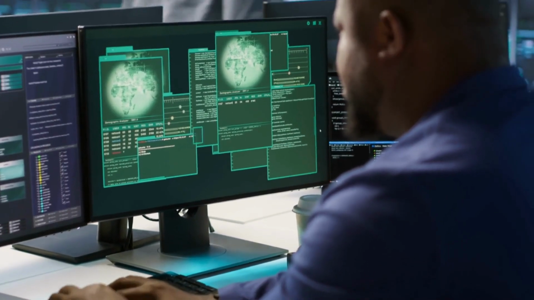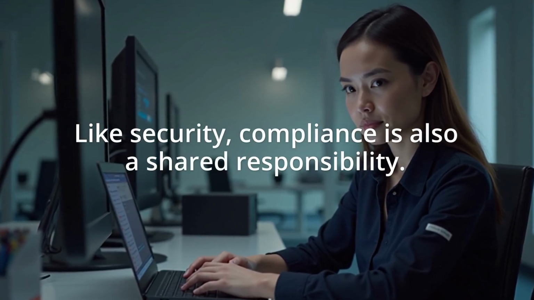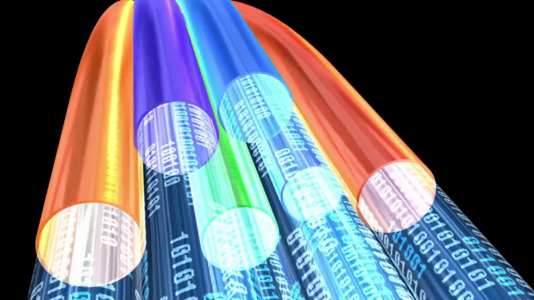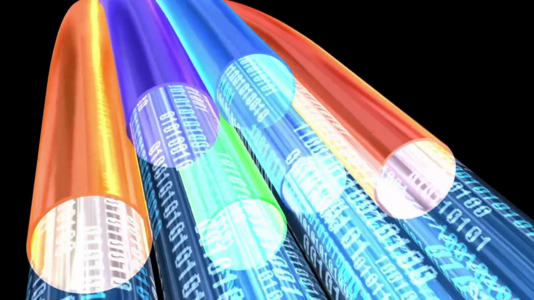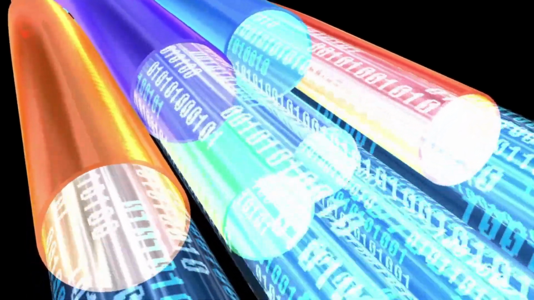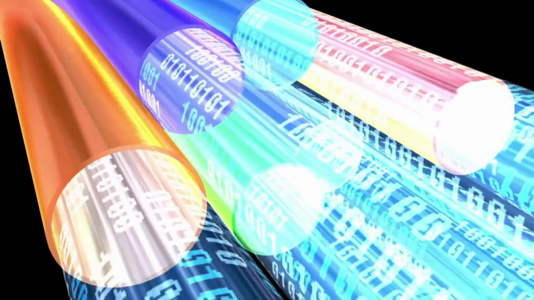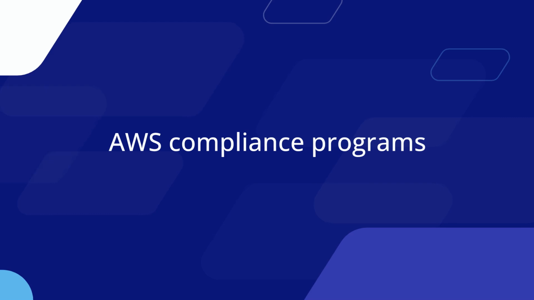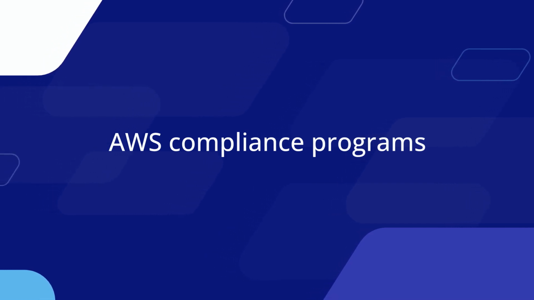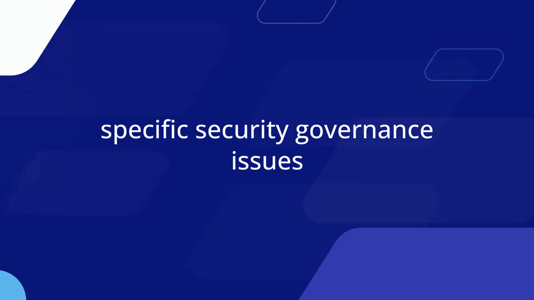Shared compliance responsibility. Like security, compliance is also a shared responsibility. AWS provides compliant infrastructure, but it's up to you to ensure that your applications and data use AWS resources that align with compliance requirements. In this domain, be prepared to answer questions regarding AWS compliance programs, the shared responsibility model, and specific security governance issues.